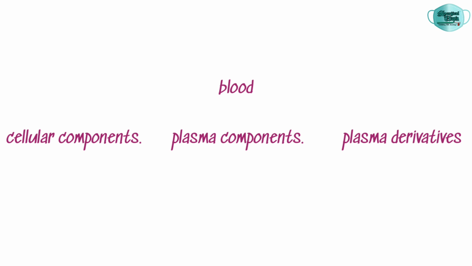The blood products can be divided into 3 components. The cellular component, which includes red blood cells, platelets and granulocyte concentrate. The plasma components, which include fresh frozen plasma, cryoprecipitate, cryo-poor plasma and stored plasma. The plasma derivatives include albumin, immunoglobulins and coagulation factors.